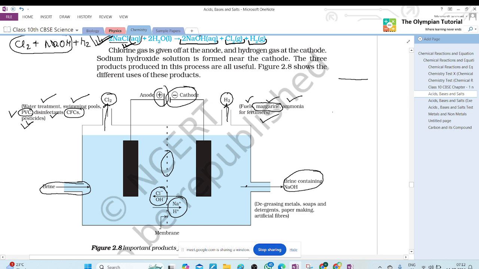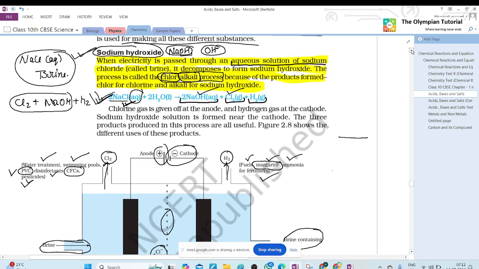Firstly, we will write the main topic here, that we are studying the manufacturing of NaOH. After that, I am telling you how to write, you will write this complete thing. Chlorine gas is given off at the anode and hydrogen gas at the cathode. Sodium hydroxide solution is formed near the cathode. The three products produced in this process are all useful.